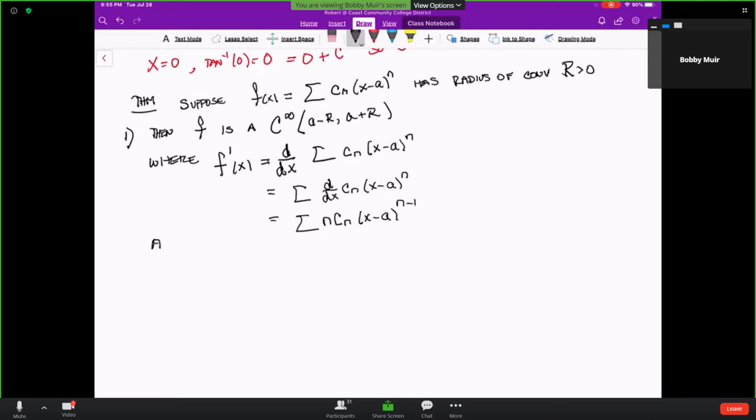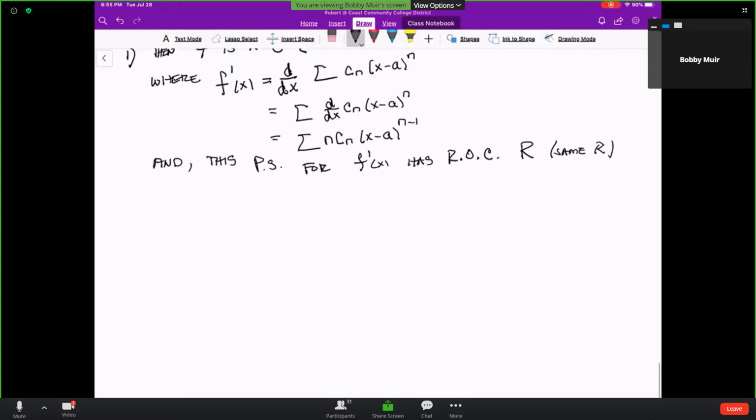And furthermore, this power series for f prime of x has radius of convergence r, where it's the same r. Result number 2 is the antiderivative. The indefinite integral of this f of x dx is the indefinite integral of the sum c_n (x minus a) to the n, which is now, here's the big punchline, I can interchange this and this.